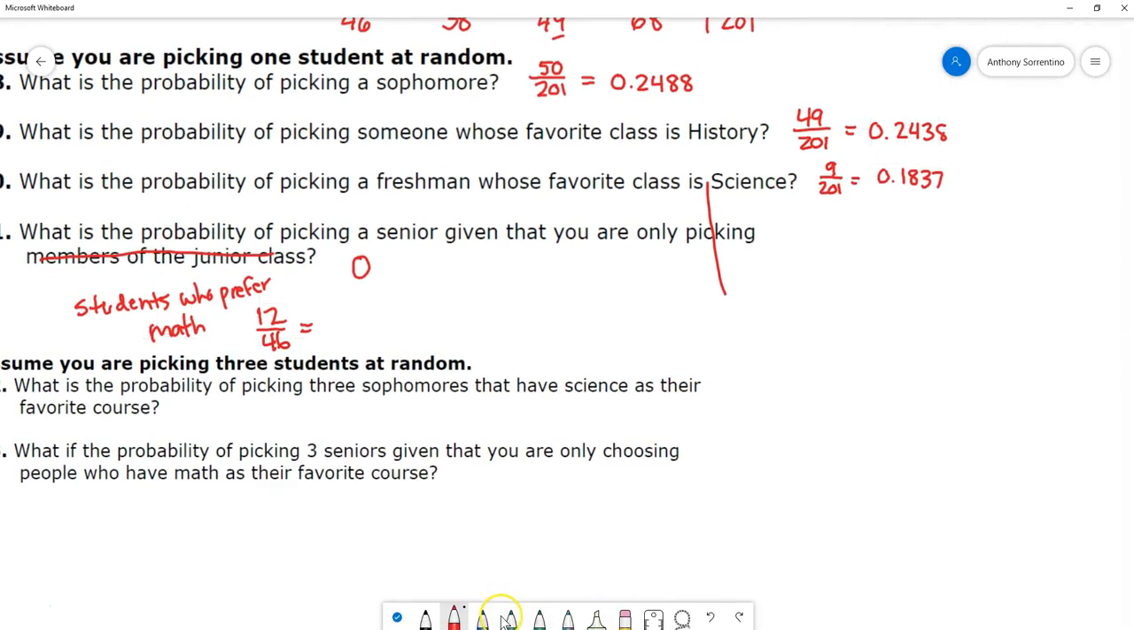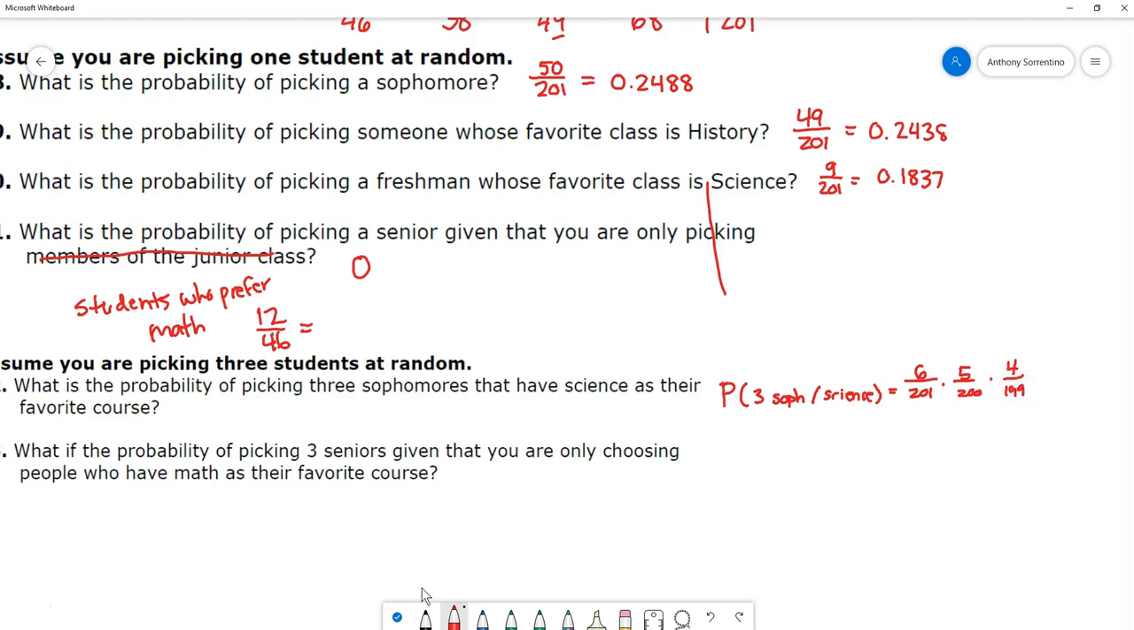And so the probability of 3 sophomores who prefer science would be 6 out of 201 times 5 out of 200 times 4 out of 199.